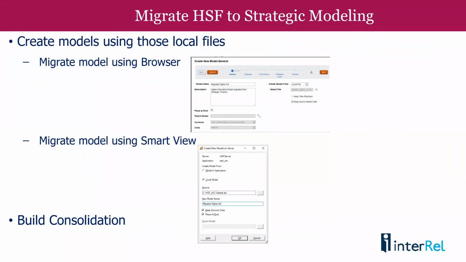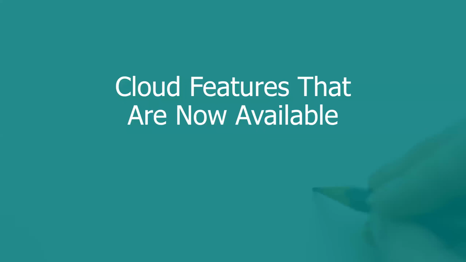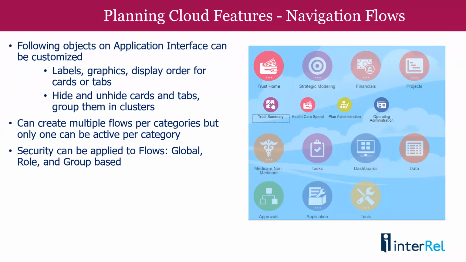So once you have enabled strategic modeling, then you can create your models using your local files, either through the web or through Excel, and then you build your consolidation. And here's a link on how to do that. If you search for Migrate Strategic Finance to Strategic Modeling, it'll bring you to that link. It does more of a step-by-step, but that's the gist of how you would migrate your on-prem HSF into the cloud. I have 2 minutes.